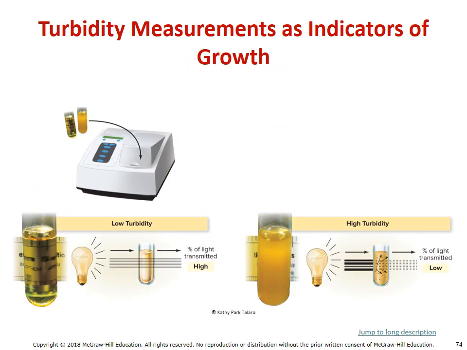We can put it in a spec. The spec is going to, again, try to shine light through. If there are no cells present, then again the light will pass right through. But again, if there are a bunch of cells, it will scatter the light, so less light gets through and picked up, and ultimately that tells us again there are more cells.